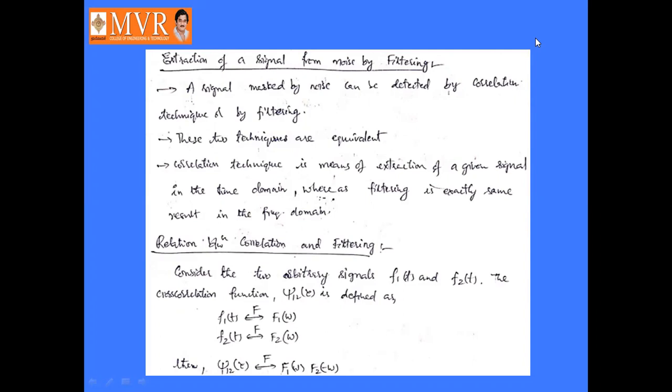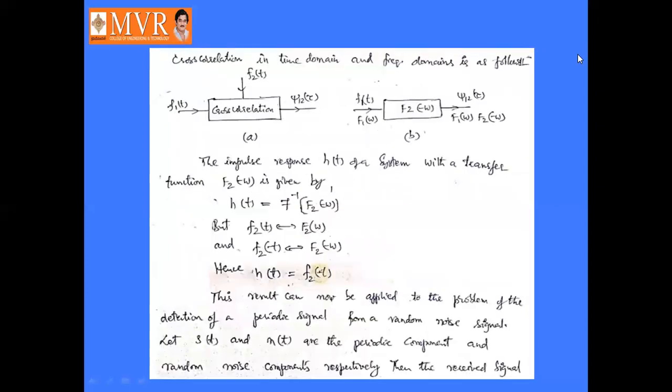So consider the two arbitrary signals f1(t) and f2(t). The cross correlation function J12(tau) is defined as follows. Fourier transform of f1(t) is F1(omega), and Fourier transform of f2(t) is F2(omega). Then the Fourier transform of J12(tau) is nothing but the multiplication of F1(omega) into F2(minus omega), right? So cross correlation in the time domain and frequency domain is like this.